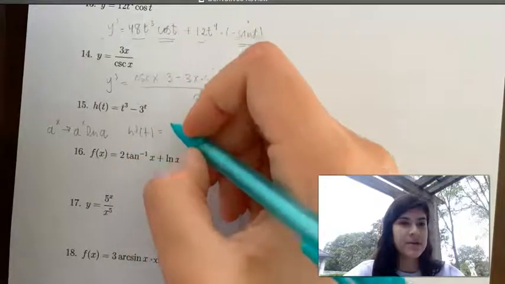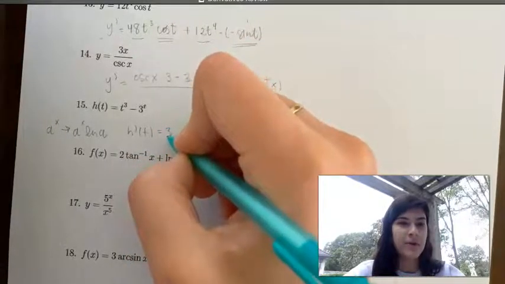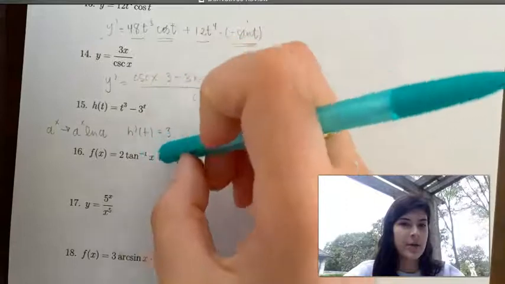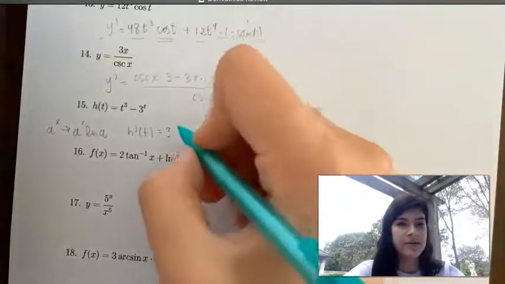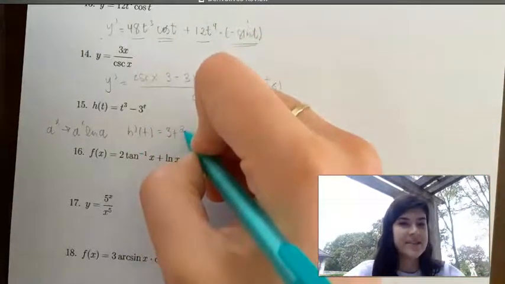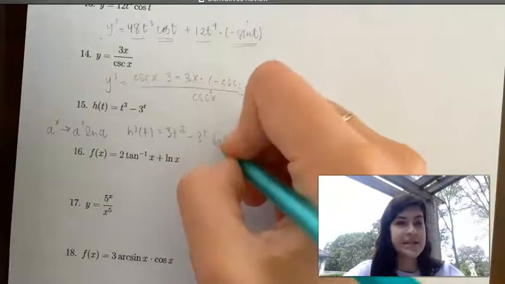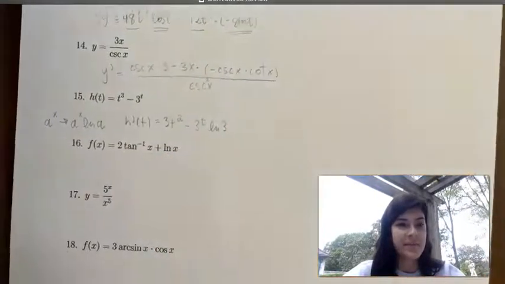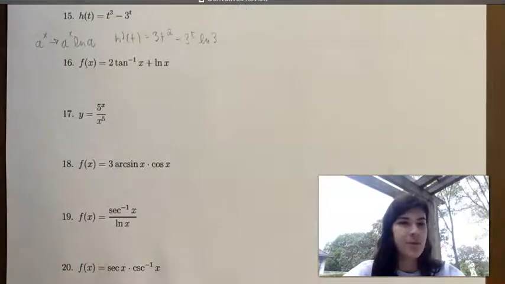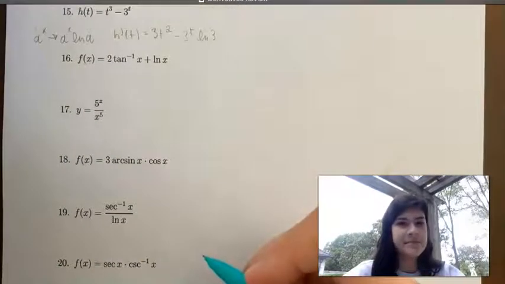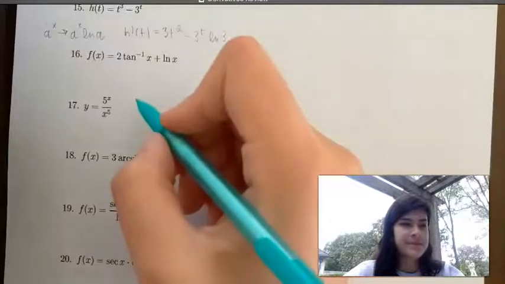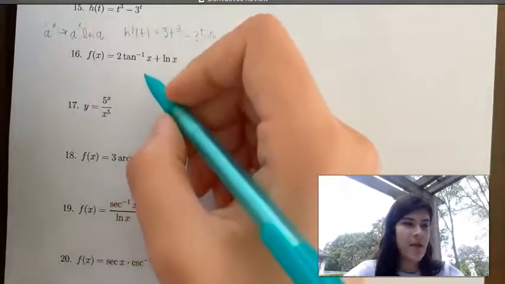So once we start, we're just going to bring that 3 forward, doing our normal power rule. Oh, I almost erased. So t to the 2nd minus, okay, 3t ln 3. So that's just like a rule you have to memorize. Yeah. So then number 16.